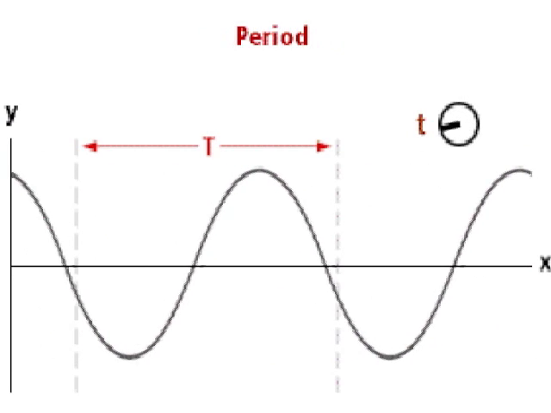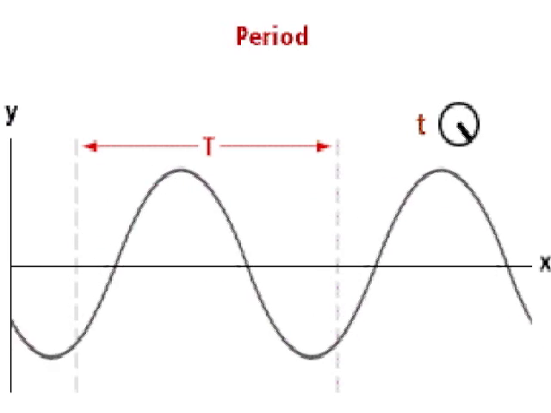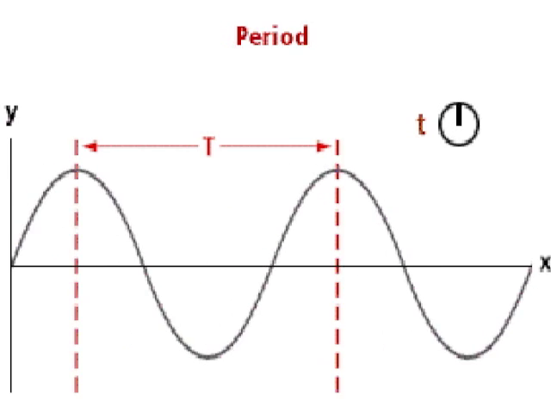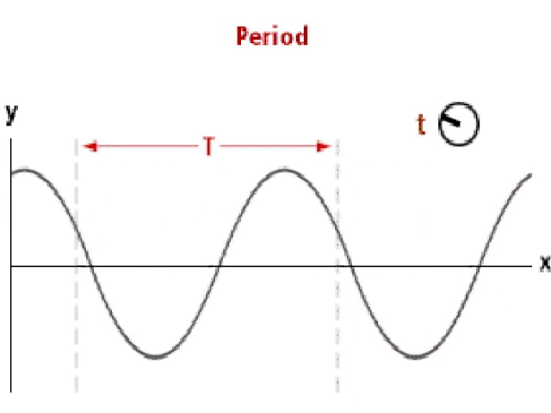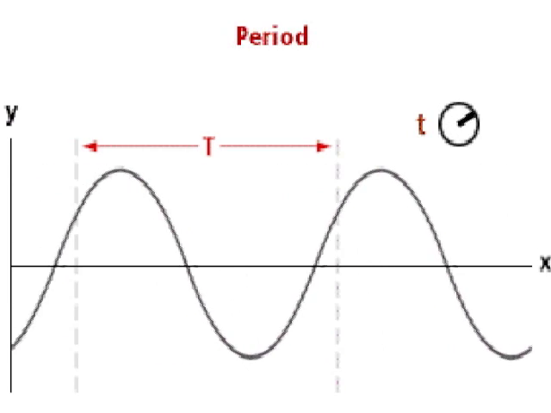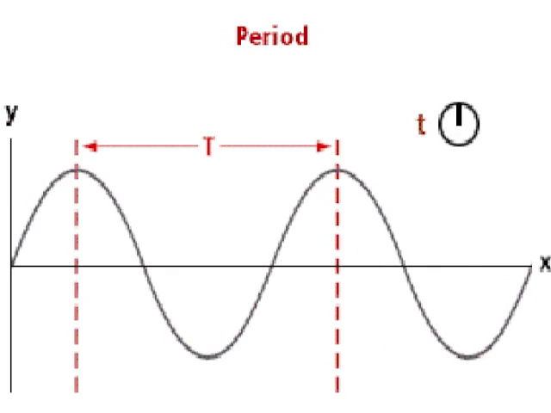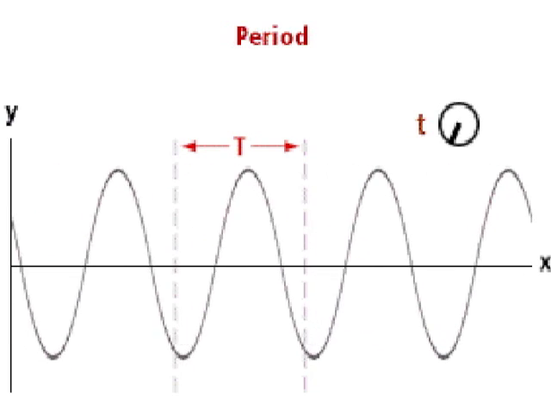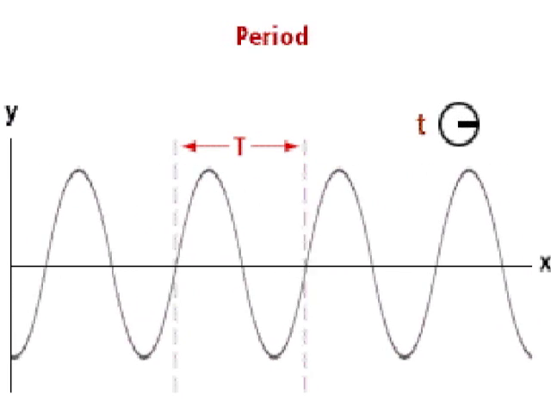The period is the time it takes a wave or oscillator to complete one cycle. In simple harmonic motion, this occurs when the point occupies its original position and has the same velocity and acceleration. A small period implies that there are many cycles in a unit of time.